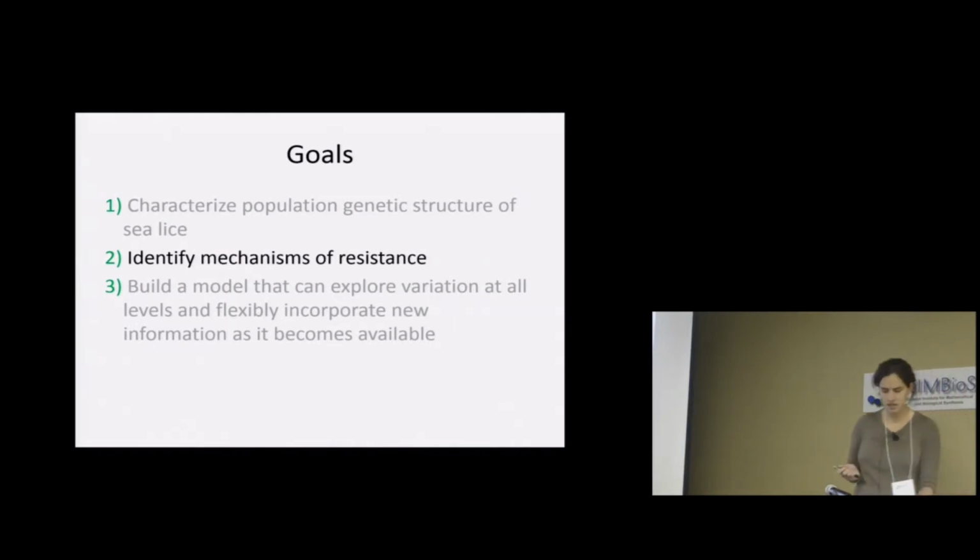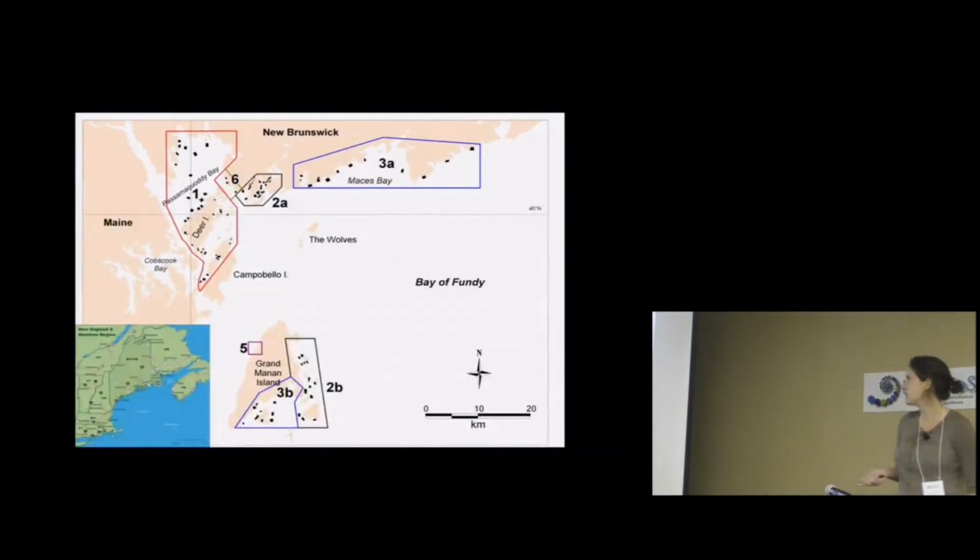Secondly, we want to identify mechanisms of resistance. We're using a number of different approaches here, but most of them are based on sea lice in eastern Canada. So we've got the New Brunswick, Maine border here. This is the Bay of Fundy. These are bay management areas where we have farms in black, and some of these areas have had farms for quite a while. Other areas, such as these Grand Manan sites, are quite new.